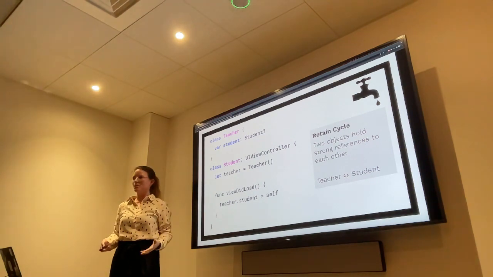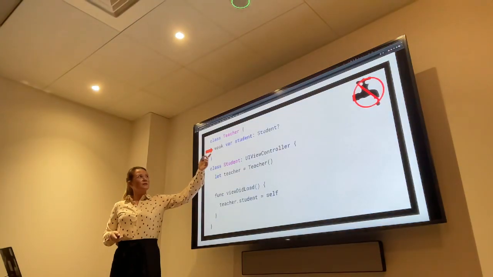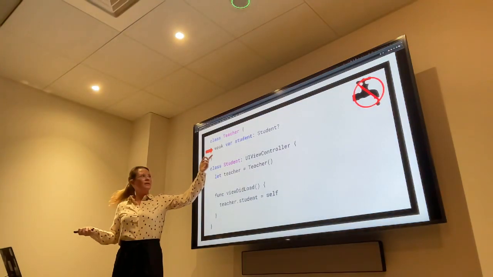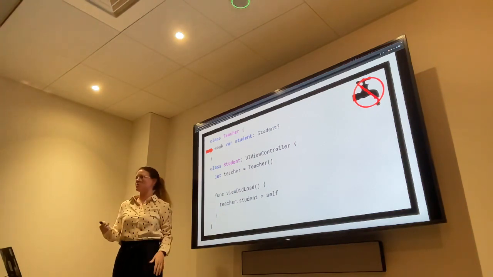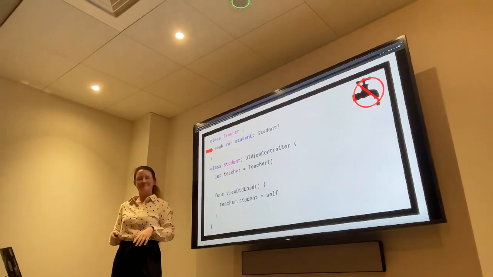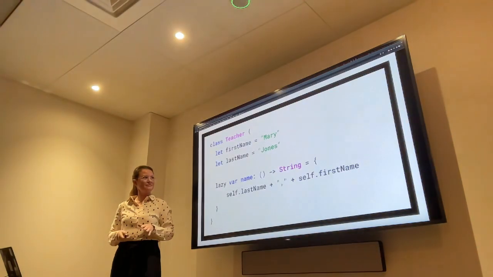To fix this, we have to take one of the strong references and make it weak. So we can do that in the teacher class if we want. Make the teacher reference student weakly and the student reference the teacher strongly, and we have no more memory leak. Easy peasy. How about this one?